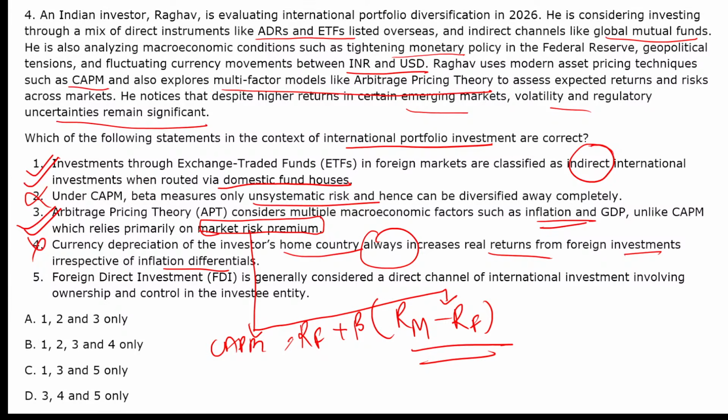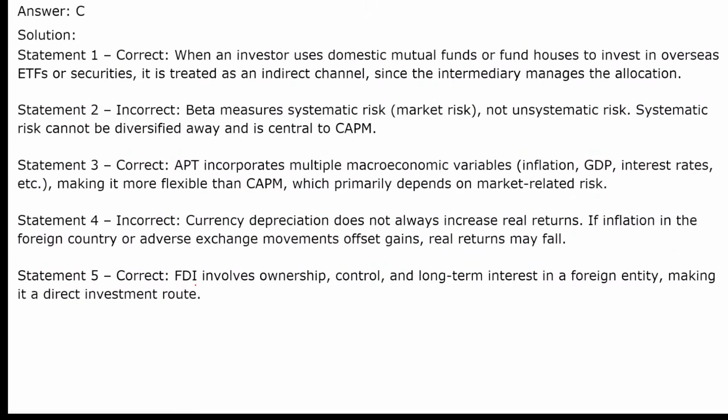Next. Lastly, FDI is generally considered a direct channel of international investment involving ownership and control. Correct. So 2 and 4 are not correct. C is the correct answer.